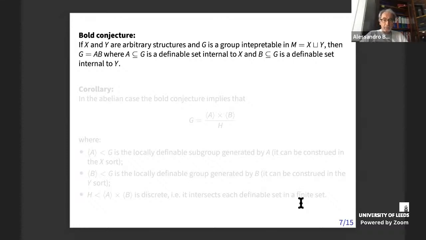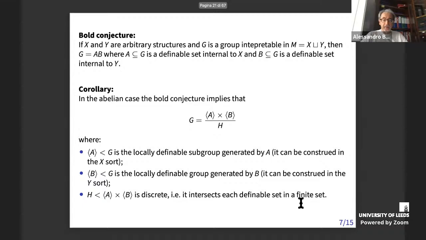So if the conjecture is true, then in the abelian case, you can obtain some structural consequences. In the abelian case, you would obtain that G can be obtained as a quotient of a locally definable group by a discrete kernel. In other words, you may take the group generated by A inside G, which is locally definable, a countable union of definable sets.